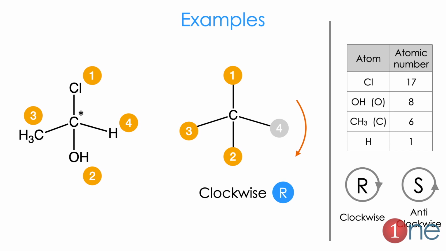So if you arrange it properly, chlorine gets first, the alcoholic group gets second and methyl gets third. To avoid confusion, let us write it separately. 1, 2, 3. Normally the fourth one we will omit. So 1, 2, 3, you can clearly see it is in clockwise direction. So we will write it as R. So the configuration is R.